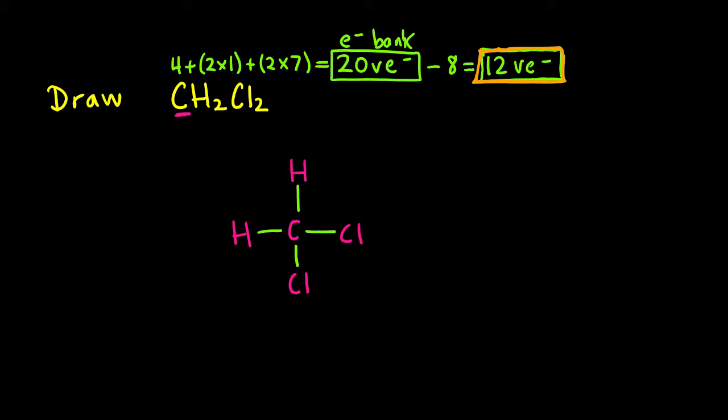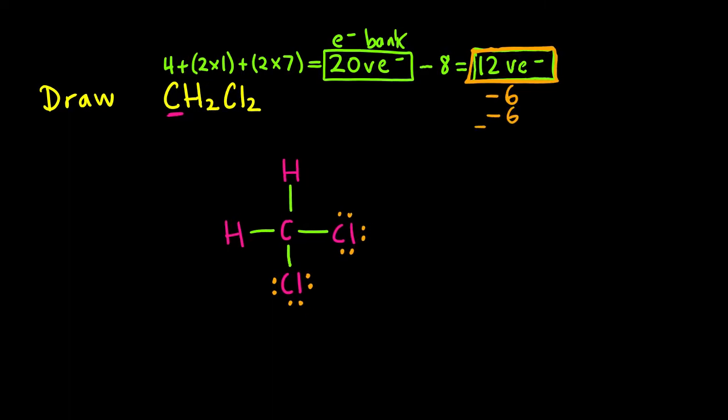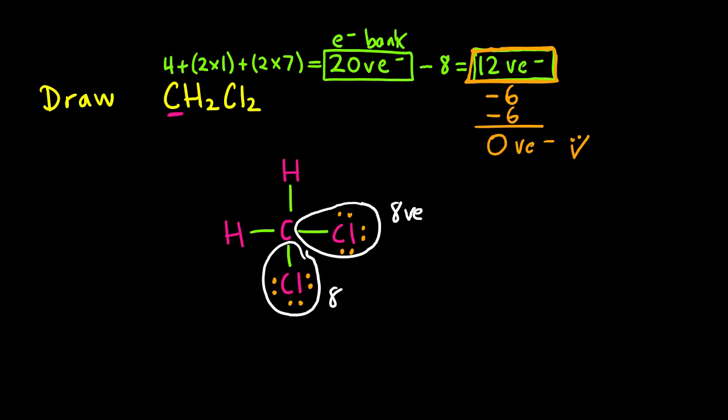It already has 2 in the bonds, so 1, 2, 3, 4, 5, 6 of my bank, and then another 6. 1, 2, 3, 4, 5, 6. That leaves me with no more valence electrons left, which is always the goal. Now let's pause for a second and think about why I've spread them out this way. This chlorine has 8 valence electrons, 2 in the bond, and 3 pairs that are not bonded. And the same is true for this.